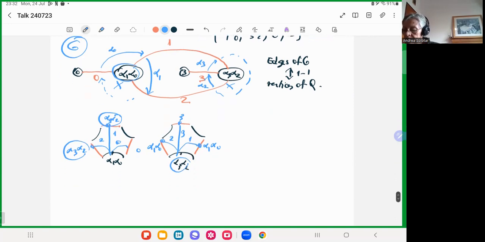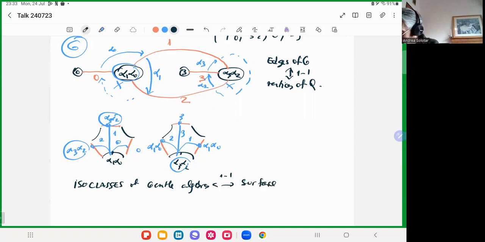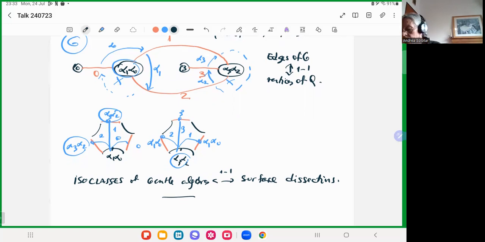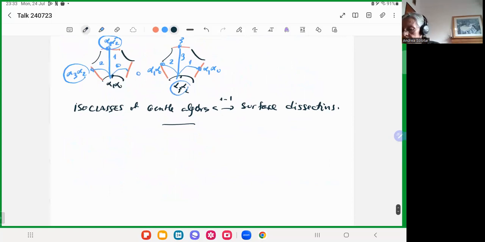So the idea is that, let me write it, the isoclasses of Schendel algebras are in one-to-one correspondence with the surface dissections, okay? So in order to study Schendel algebra, several things can be done. That is, studying the algebra itself or studying the surface, and we obtain what is called puncture surfaces, okay?